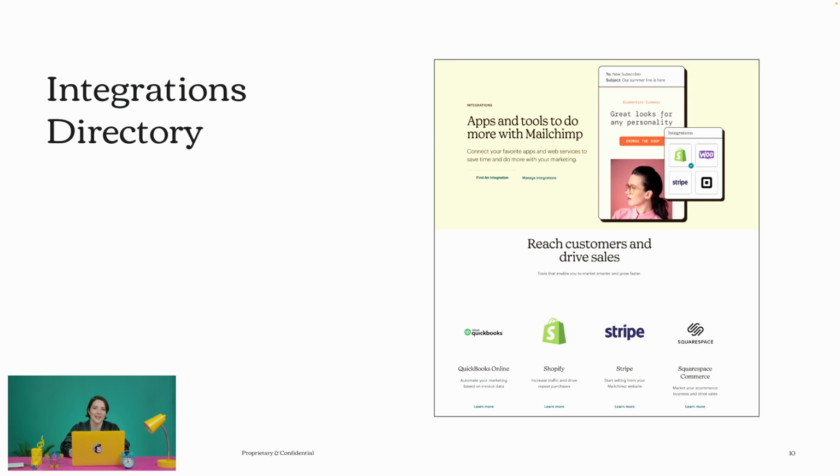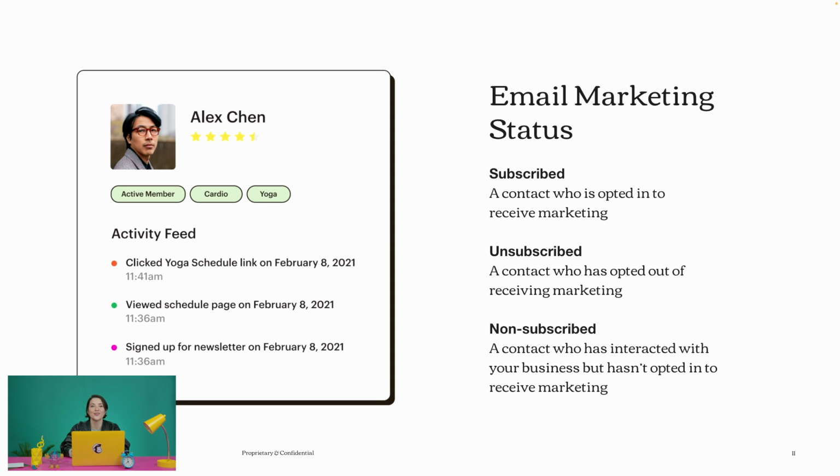When you bring your contacts into Mailchimp, their email marketing status determines what kind of content you can share with them. Let's talk about these statuses. They include subscribed, unsubscribed, non-subscribed, cleaned, and archived. In Mailchimp, to send email marketing to a contact, they need to give express, verifiable consent to be marketed to and therefore be subscribed. A subscribed contact is opted in to receive marketing, while an unsubscribed contact has opted out of receiving marketing.